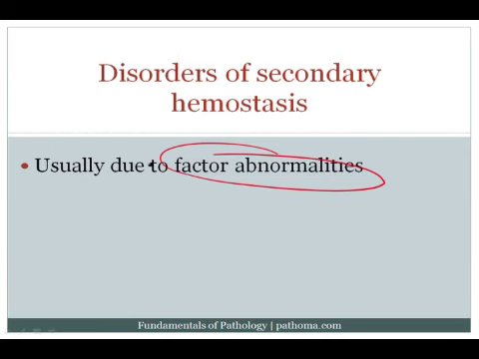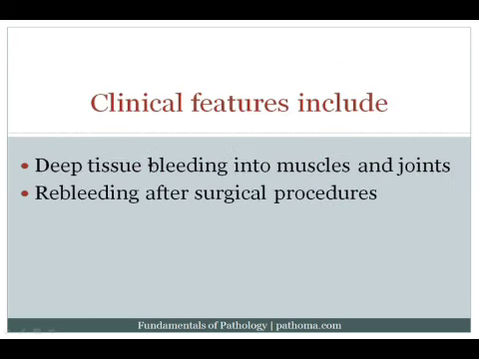And so the disorders of secondary hemostasis are usually going to be due to problems with factor amount, for example. Now, the clinical features of secondary hemostasis are going to be deep bleeding. They get deep tissue bleeding into muscle and joints. Now, remember that in primary hemostasis, the key problem was skin and mucosal bleeding, and skin and mucosa are superficial surfaces. But this is deep tissue bleeding, like into muscles and joints. And they can also get re-bleeding after surgical procedures. So these are, for example, wisdom tooth extraction, just as an example. And so these are some of the classic clinical findings in problems of secondary hemostasis.